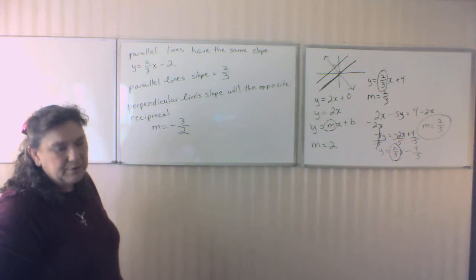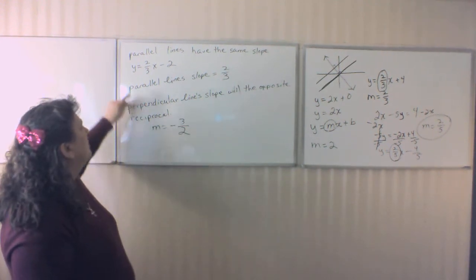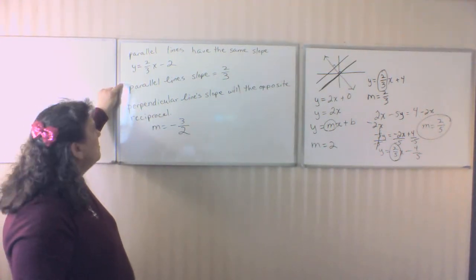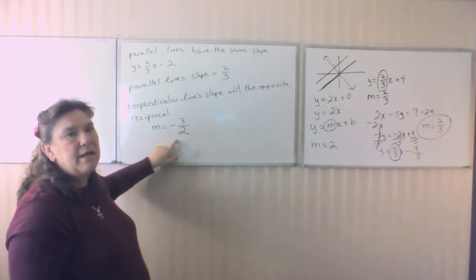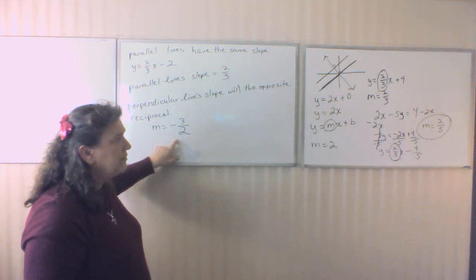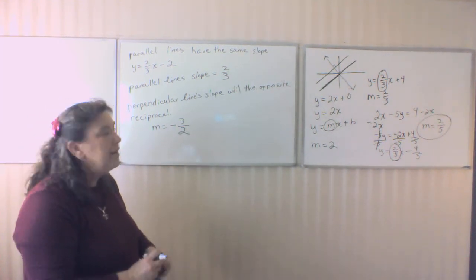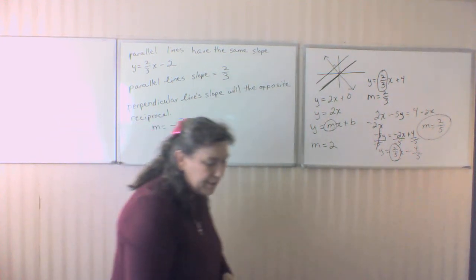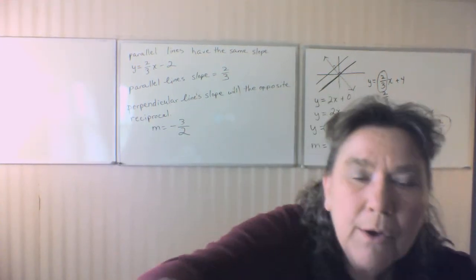Opposite reciprocal. Very important. Parallel lines have the same slope. Perpendicular lines have opposite reciprocal slopes. Okay, that's the end of your slope lecture, and now you're ready for the slope worksheet.